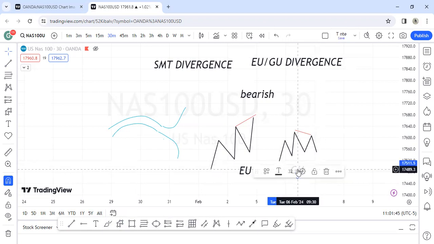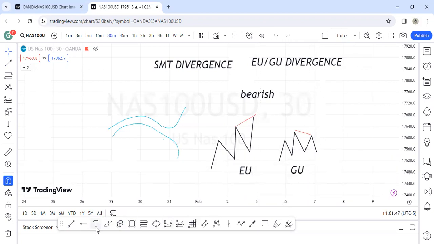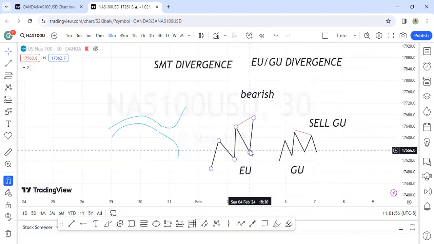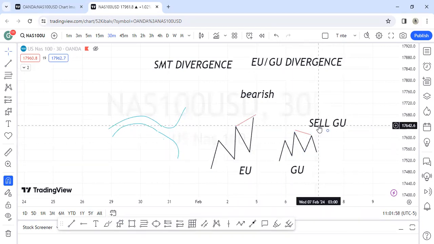So now, what it simply means is that you look for sells on GU. That's what you do. You sell GU because it is giving a sign of heaviness. Price on EU could make a high, but on GU it could not make a high. That simply means that you should sell GU, right?